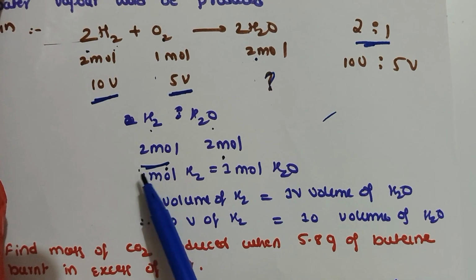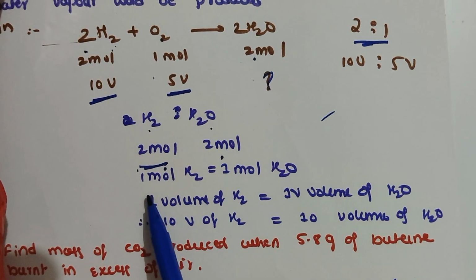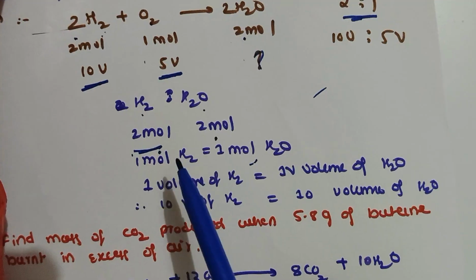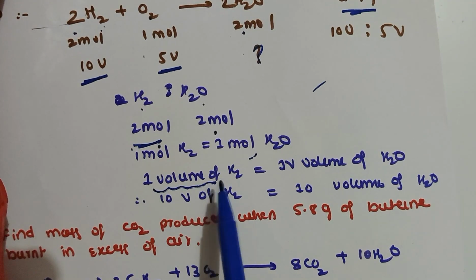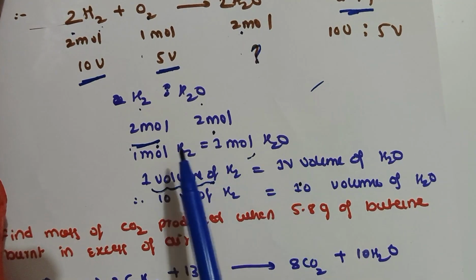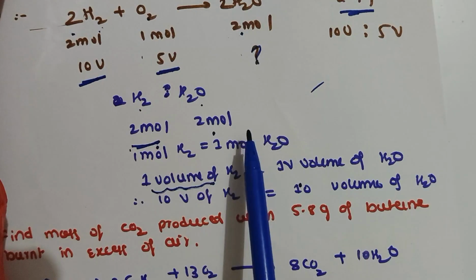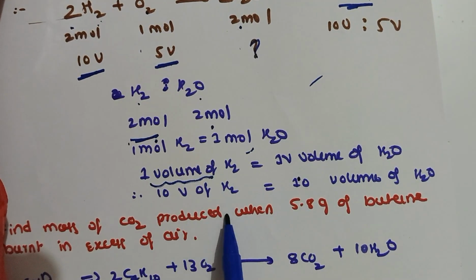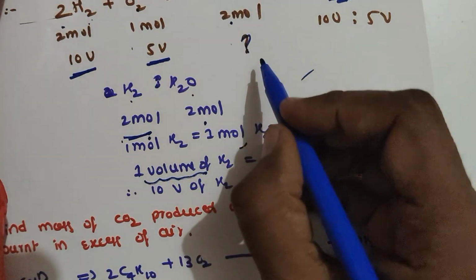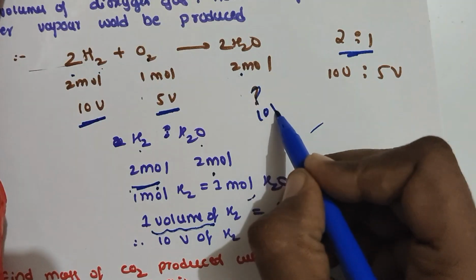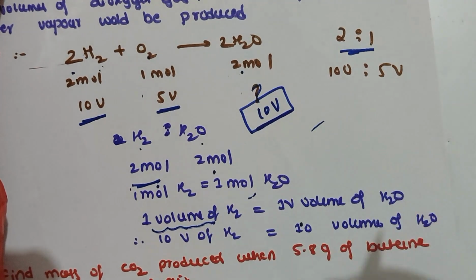Yes or no? 2 moles of H2 give 2 moles of water, which means 1 mole of H2 gives 1 mole of water. Therefore, 1 volume of H2 gives 1 volume of water. The relation is 1 is to 1. Therefore, 10 volumes of H2 give 10 volumes of H2O. This is our answer.